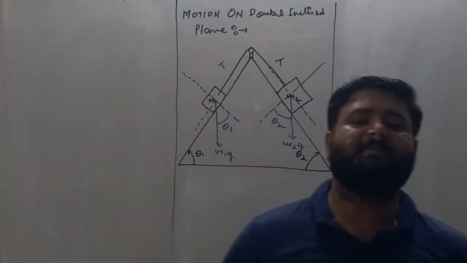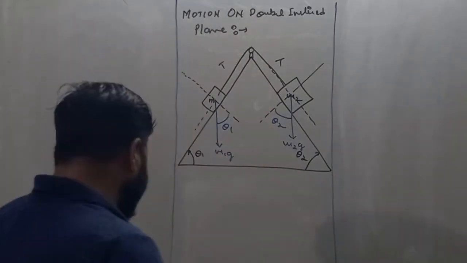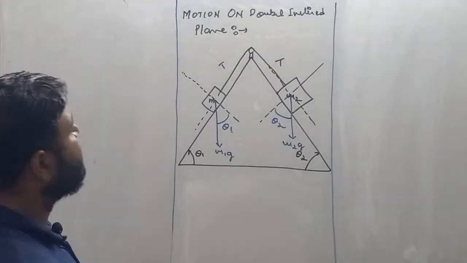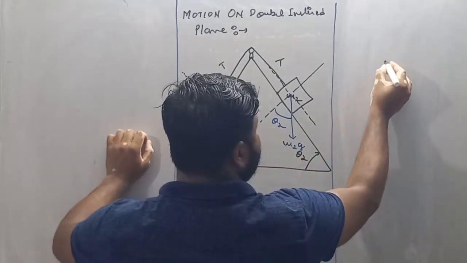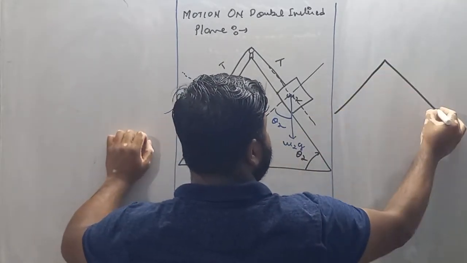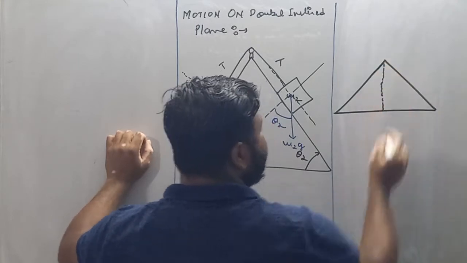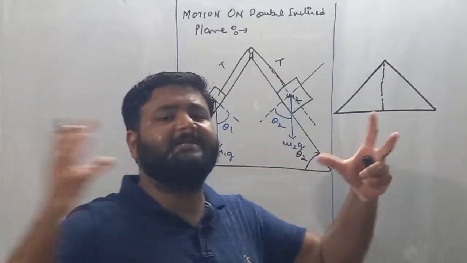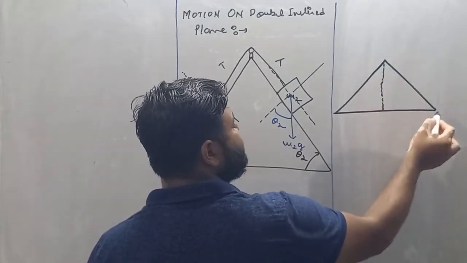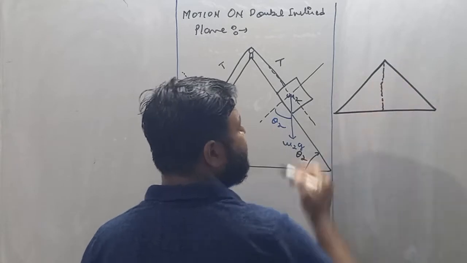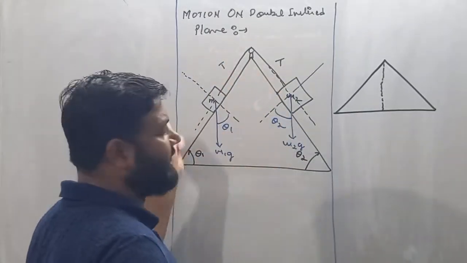Now moving forward, my dear students, let's start another topic, which is called motion on a double inclined plane. See, this type of structure: for making a double inclined plane we have to join two inclined planes, because if you see, this is one inclined plane and this is another inclined plane. So if two inclined planes are combined, it forms a double inclined plane.